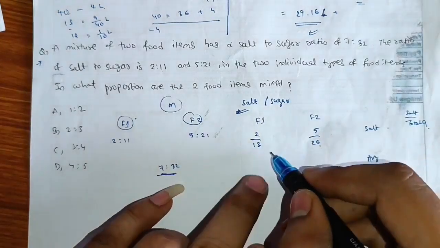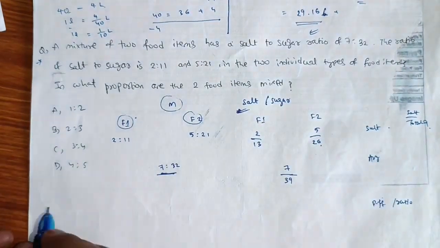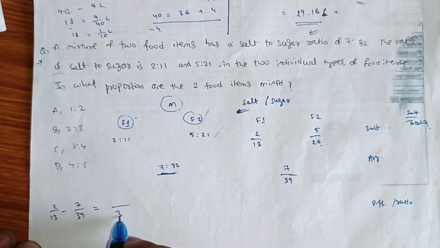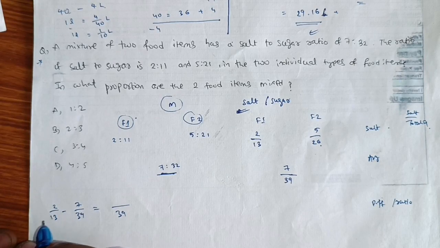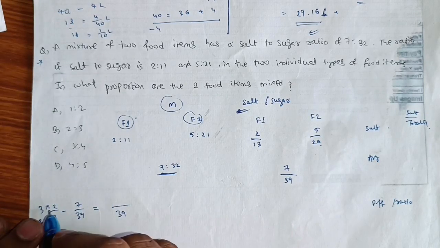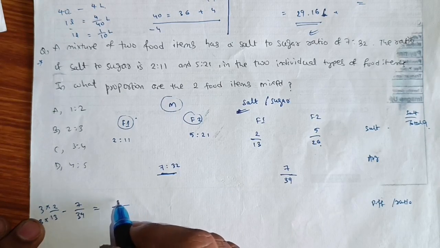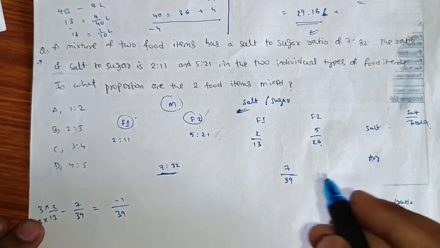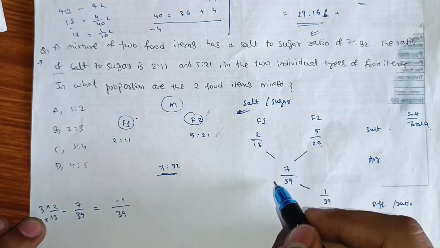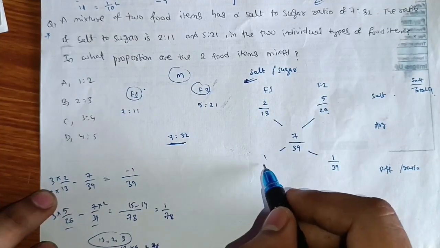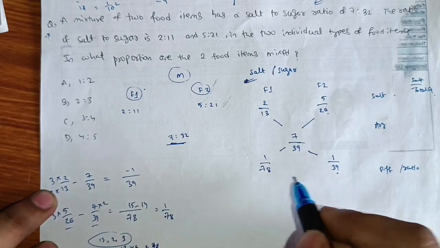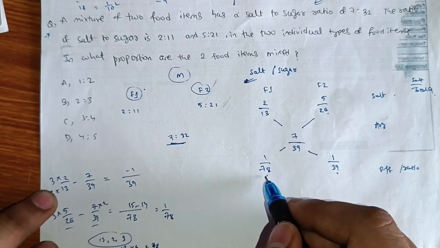You need to write the differences, like 2 by 13 minus 7 by 39. The LCM of this is 39, so we multiply 2 by 13 with 3 top and bottom. Here 3 twos are 6, 6 minus 7 is minus 1, so the difference is 1 by 39. Again the other difference gives 1 by 78.